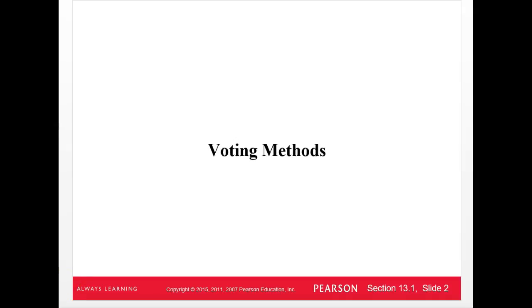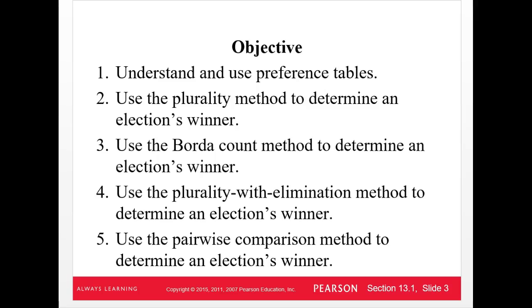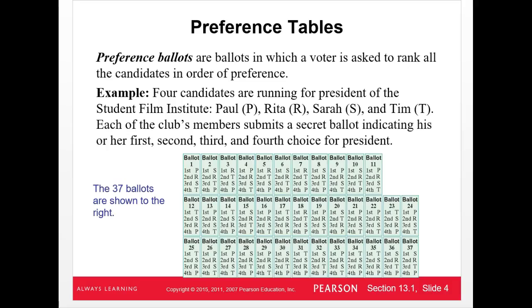Welcome to a video on voting methods. In this video, we're going to try to understand and use preference tables, use the plurality method to determine an election's winner, the Borda count method to determine an election's winner, and then the plurality with elimination method to determine the winner, and finally pairwise comparisons. So starting off, let's look at a preference table.